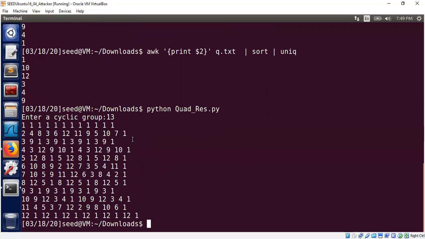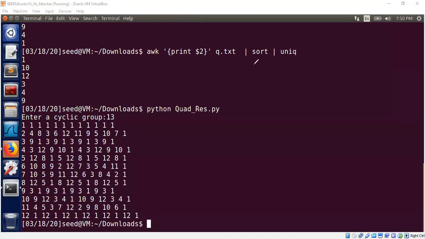Okay, anyway, what you have seen so far is that some numbers are square numbers and some are not. And if you count the number of square numbers, you will see something interesting. Let's see, 1, 10, 12, 3. Okay, so it's how many? 6. If you remember, Z13 as a multiplicative group has numbers from 1 to 12. So half of them are square numbers and half of them are not square numbers. So that's the first observation.